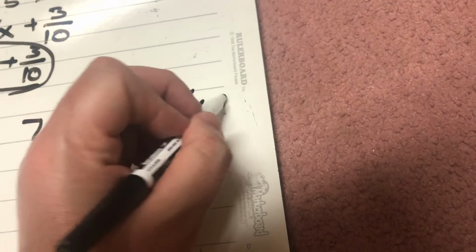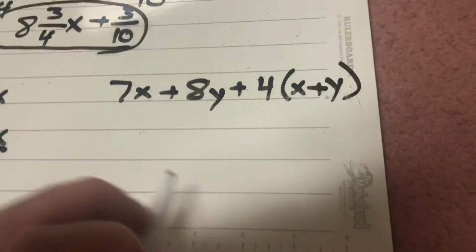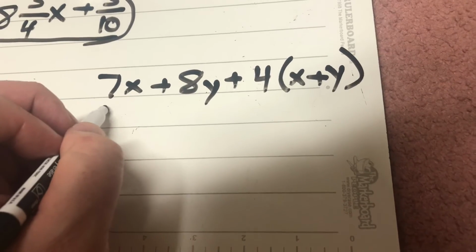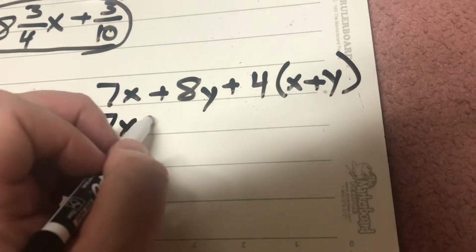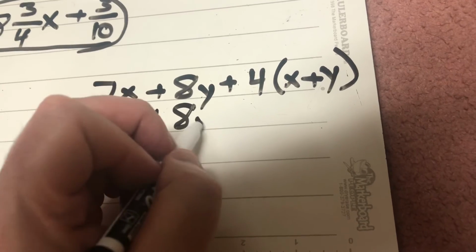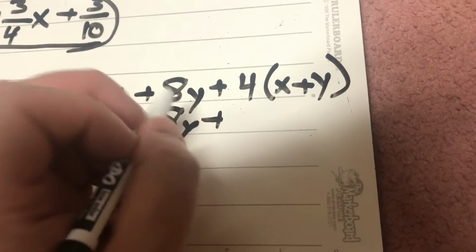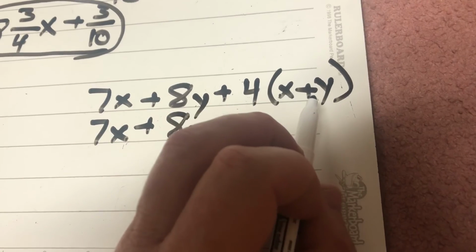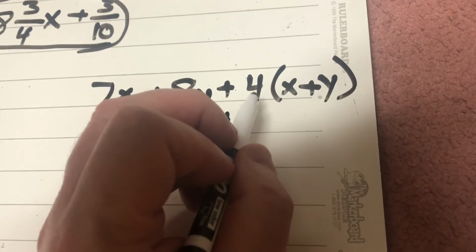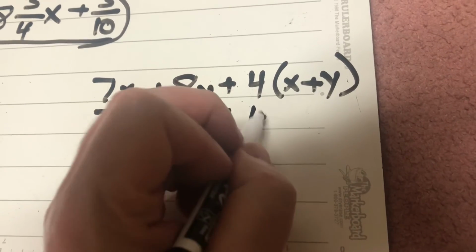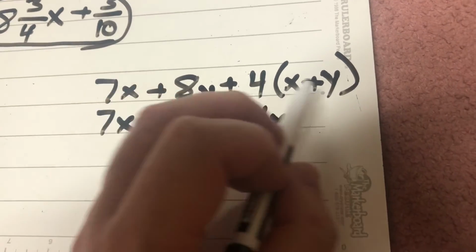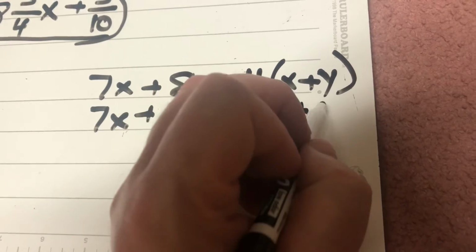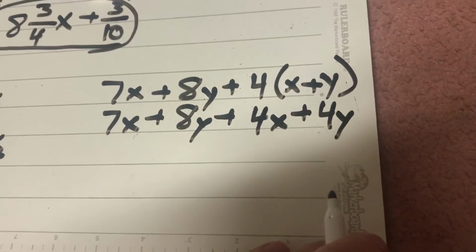Last one that we're going to look at, 7x plus 8y plus 4 times x plus y in parentheses. Well, the 7x is not part of the parentheses. That's going to stay the same. The 8y is not part of the parentheses. That's going to stay the same. But now I've got this 4, and remember, a number right next to parentheses means multiplication. So it's 4 times x. Well, 4 times x is 4x. This is 4 times a plus y, so that's going to be 4y.